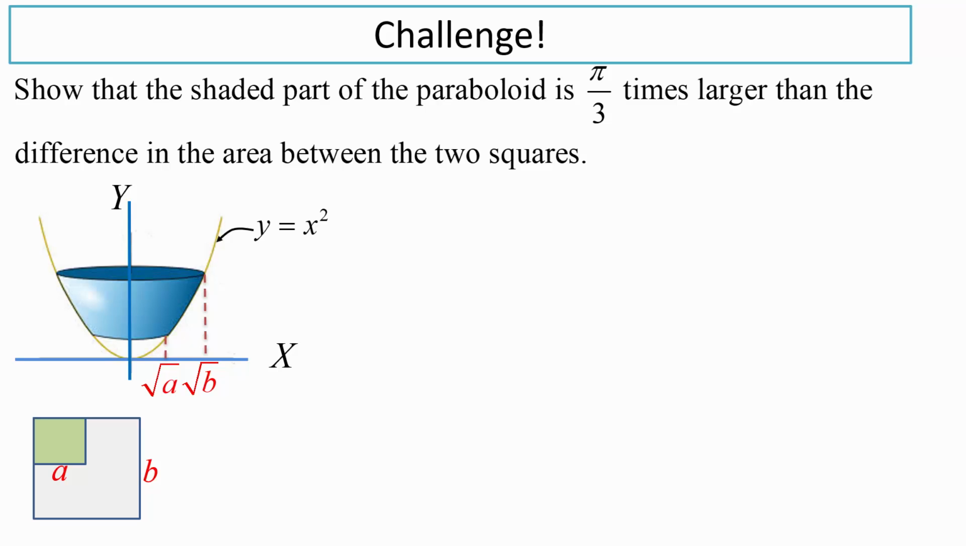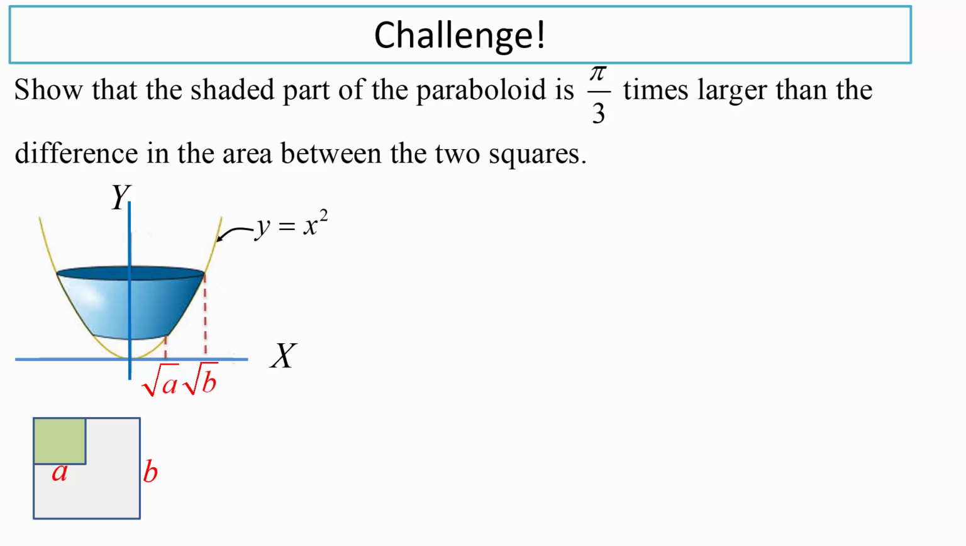And just to finish, here's one that we haven't looked at. On the left, in the first diagram, we have a paraboloid. That's basically a parabola rotated in the y-axis. What we're going to do is to show that the volume of the shaded part of the paraboloid is equivalent to the difference in the area between the two squares shown at the bottom left.